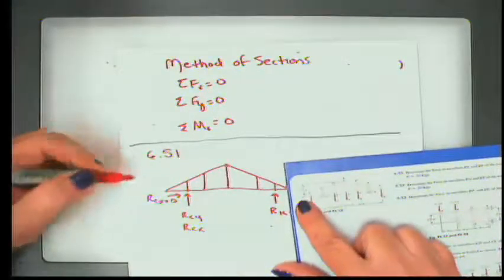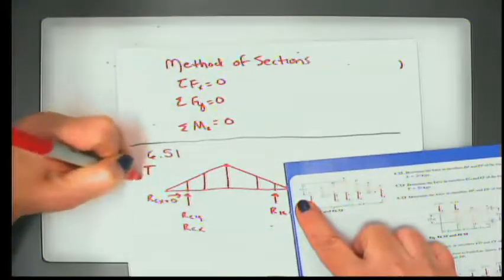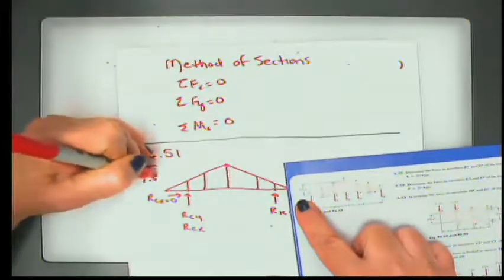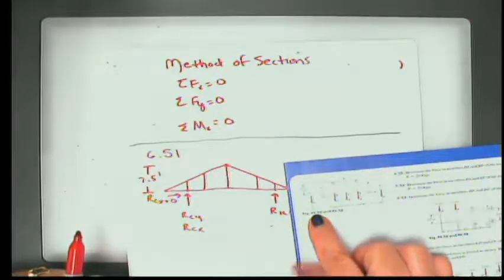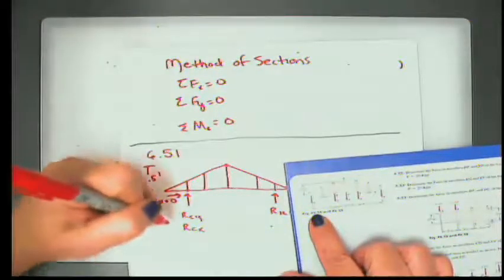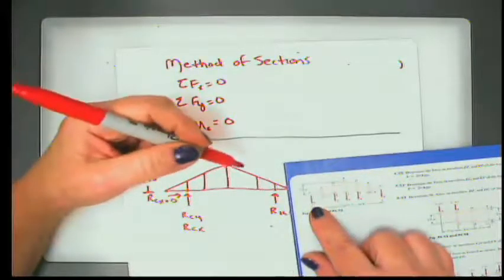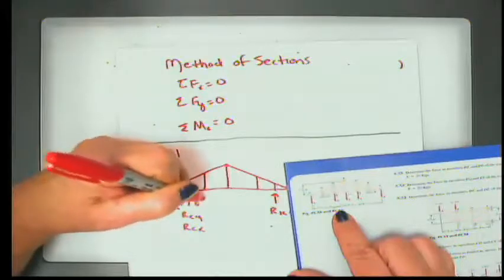All right, we are told that the entirety of this truss from end to peak has a height of 7.5 feet. So that's going to give us some information about our geometry, about our trig. And we're told that each of these panels is 6 feet long.